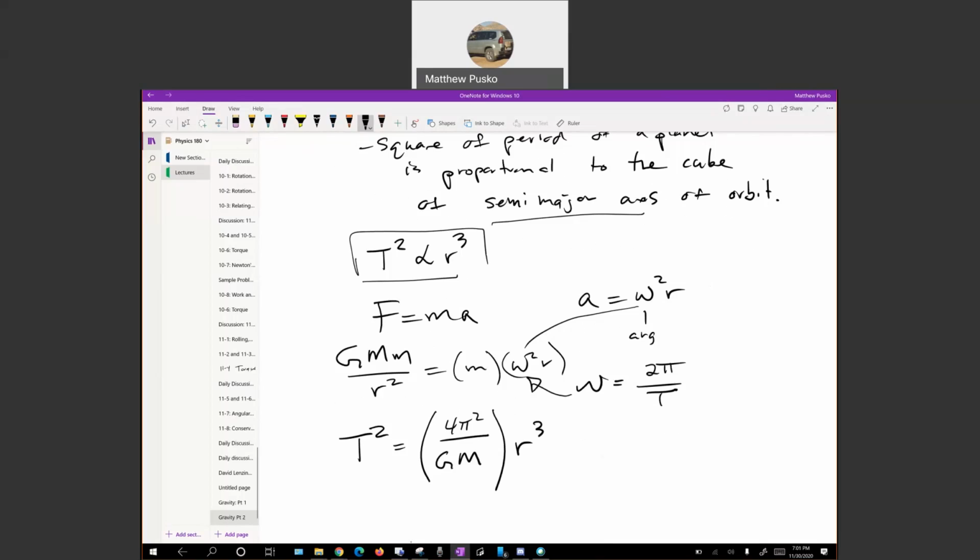This holds for, and all of this works for ellipses, and if it works for ellipses, then it works for circles, right? And a circle is an ellipse with no eccentricity at all.